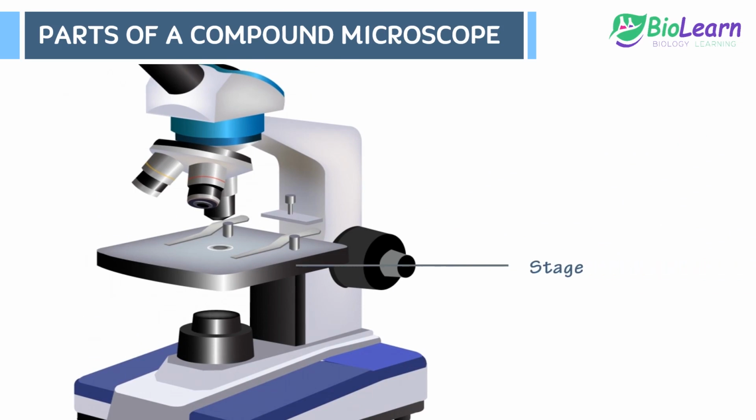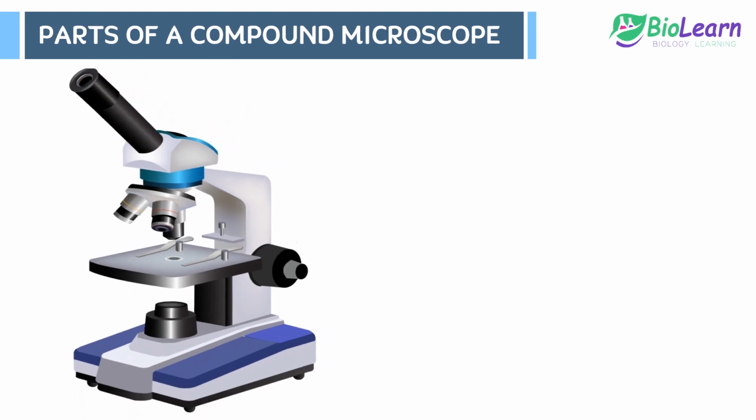The stage provides a supporting surface where the glass slide is kept under the objective lens, and allows light to pass from the condenser lens below it. The arm forms the vertical supporting structure of the microscope. So these are the main parts of a compound microscope.